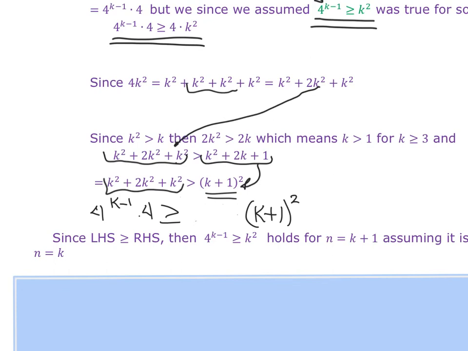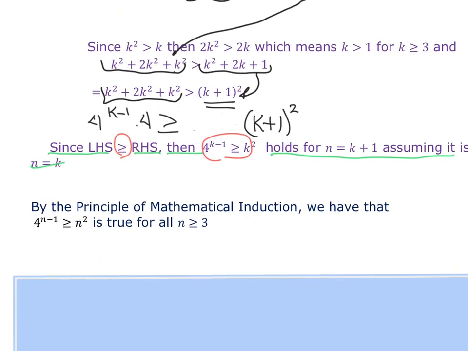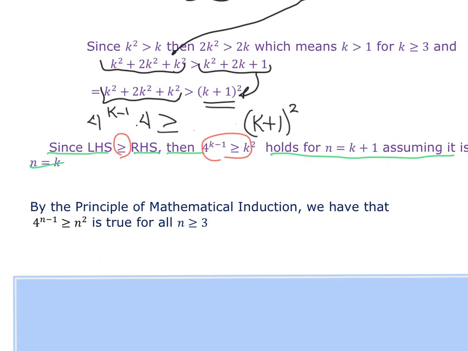So going back to what is always going to be in every one of them, since this and this, fill that in, then fill this in, holds true, assuming that this is there. So that's all going to be the same. Let's keep moving. The last piece here is by the principle of mathematical induction. We have that. Look at that. Is true for all. That still holds true.